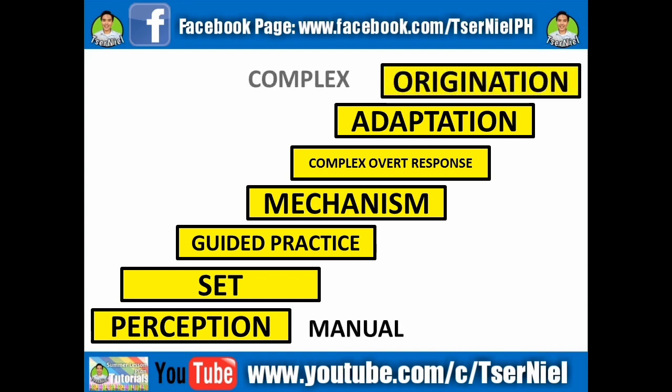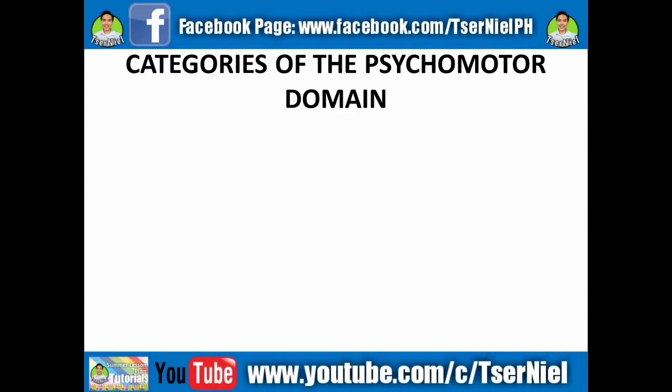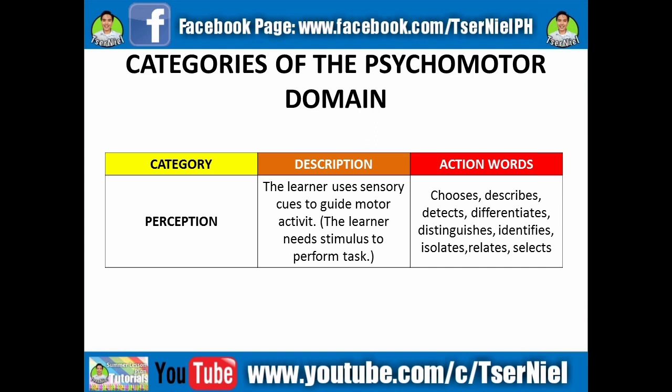Now let us examine the different categories for the psychomotor domain. The first category for the psychomotor domain is perception, and the learner uses sensory cues to guide motor activity. In other words, kailangan ng learner ng isang stimulus or isang bagay from the external environment na dadaan sa kanyang mga senses para siya ay gumalaw or para makagawa ng activity.